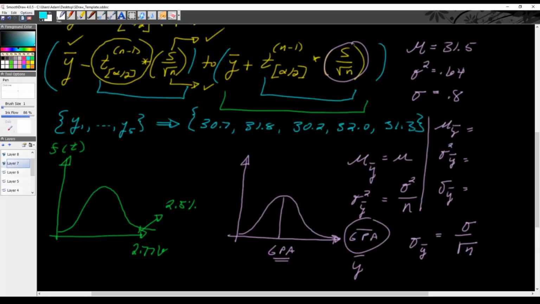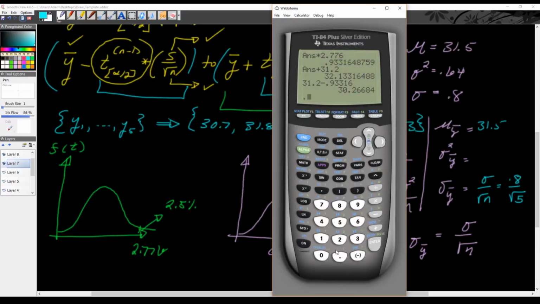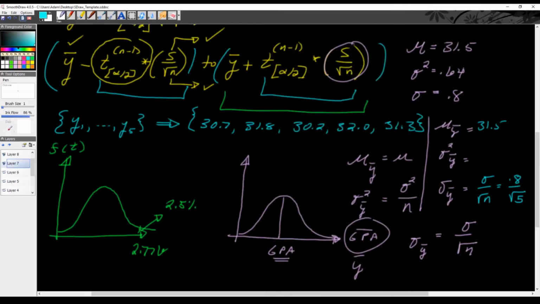We know that the average of the average equals the true population average, so that's 31.5. And we know that sigma divided by root n is equal to the standard error of the mean. So 0.8 divided by, we said n equals 5 from before, so 0.8 divided by, not 5, the square root of 5, and that gives us 0.358. So that's the answer to that question, and that question is in the notes.